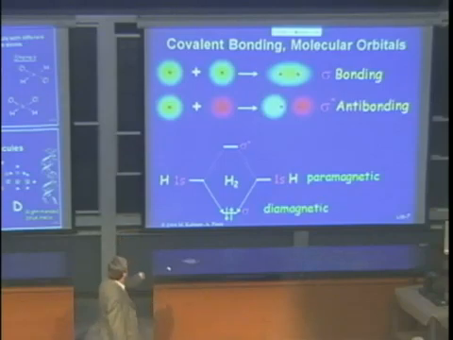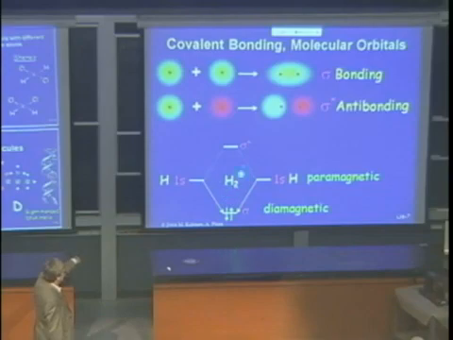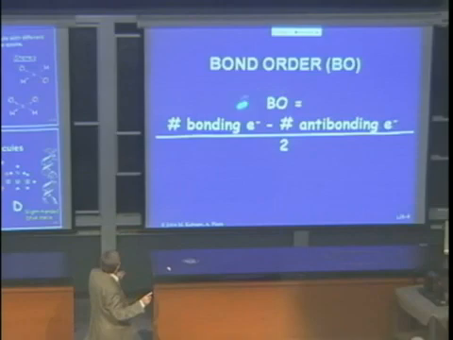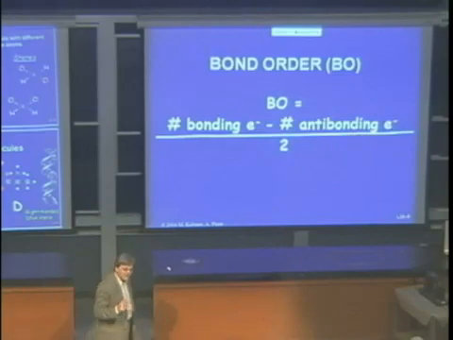The individual hydrogen atom is paramagnetic, so it shows magnetism. And the hydrogen molecule is diamagnetic; it doesn't show magnetism. So this is the bond order, BO: the number of bonding electrons minus the number of anti-bonding electrons, divided by 2. That gives you your bond order.